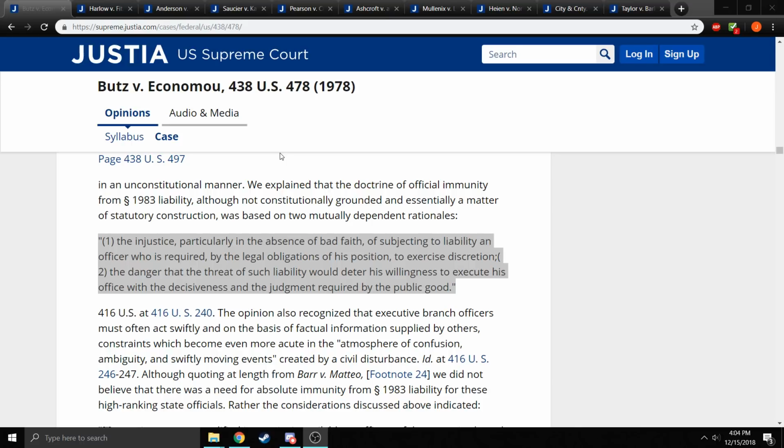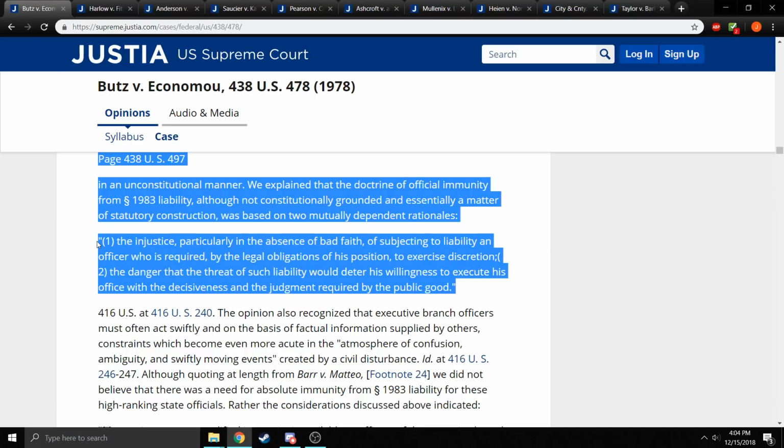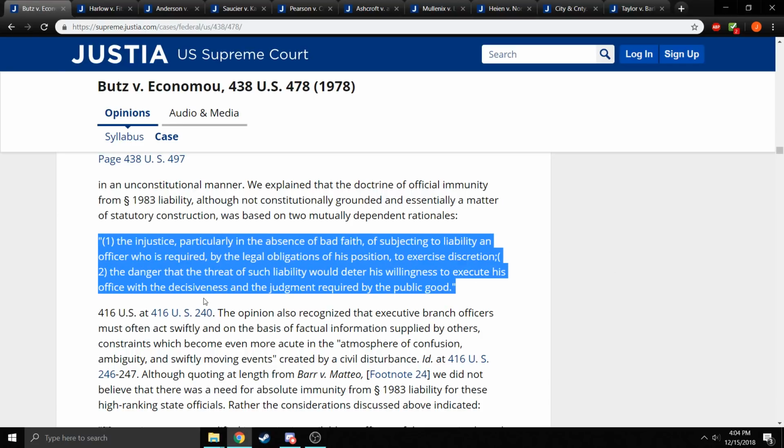In my morning ramblin' while amblin', I talked about two prongs of a test for qualified immunity. I was mistaken a little bit. Well, you'll see why. This is what I was remembering. I graduated from law school in 2000. This is what I was thinking of. It wasn't a test. These are the rationales on which qualified immunity are based.